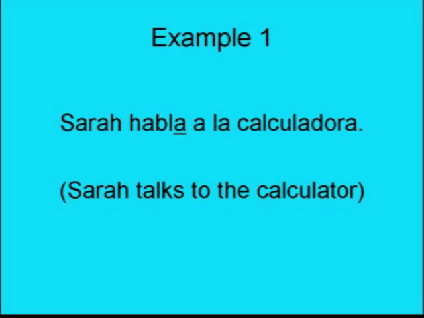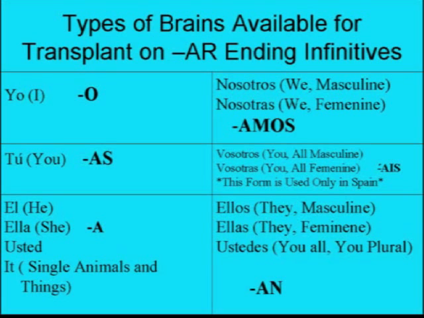In order to give it meaning, we have to apply brain or an ending. How do we know which ending or brain to use? Well, we know that Sarah will be doing the action of the verb, so we choose the verb ending that applies to her. To do that, look at this chart. This list shows all of the possible endings that we can apply to habl to give it meaning.